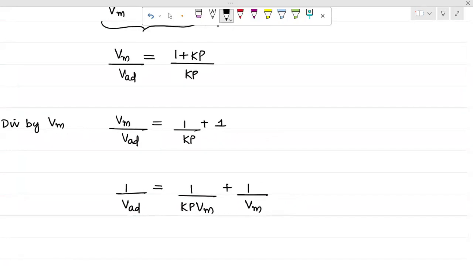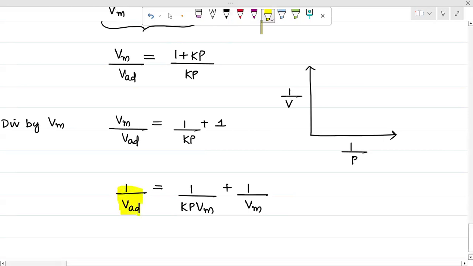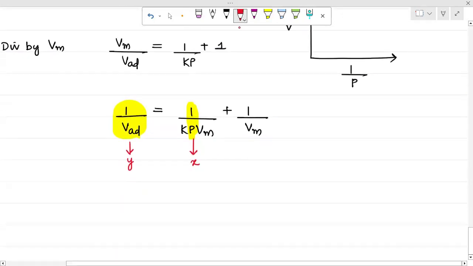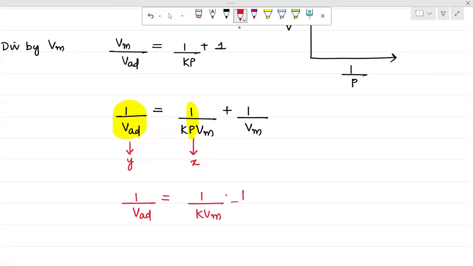And our purpose is to plot a graph between 1 by V versus 1 by P. So see, 1 by V is already there on the left, and 1 by P is what you need along the X. If this is my Y-axis and this is my X-axis, now you clearly know this is of the form of a straight line. I'll rearrange so that you can understand. 1 by VAD is equal to 1 by KVm into 1 by P plus 1 by Vm.